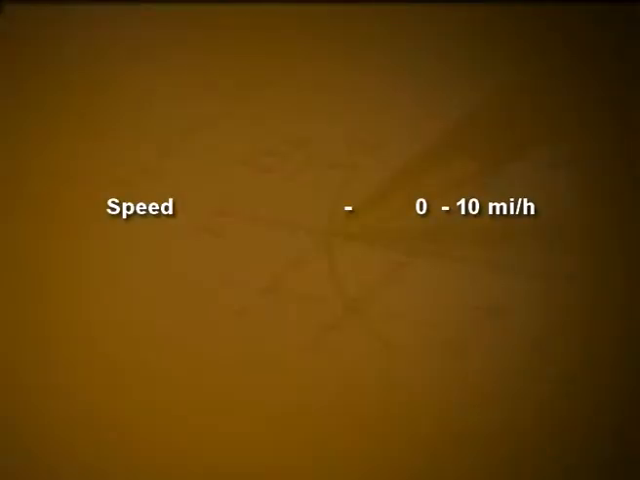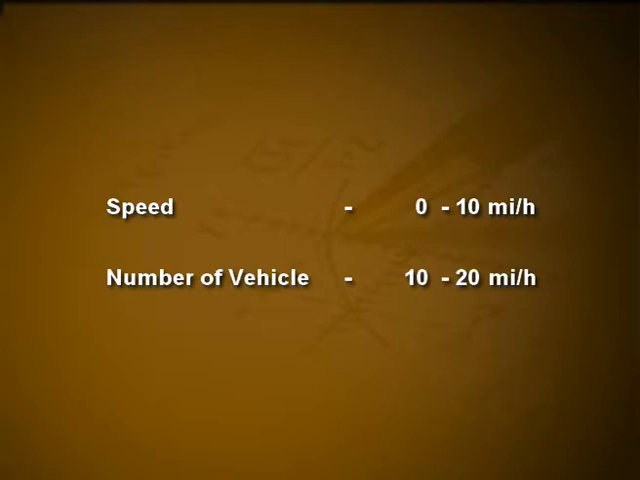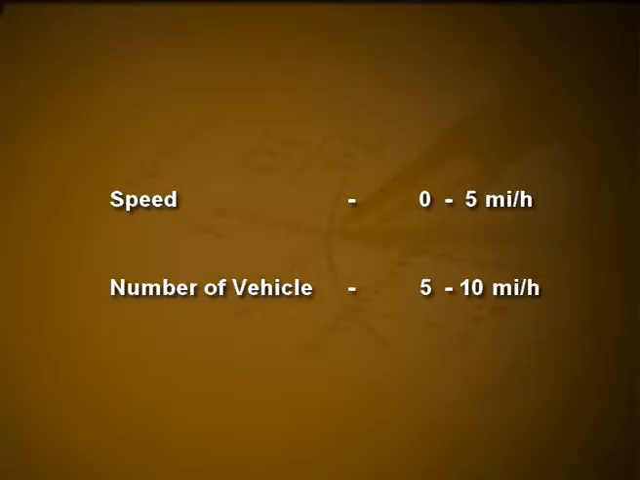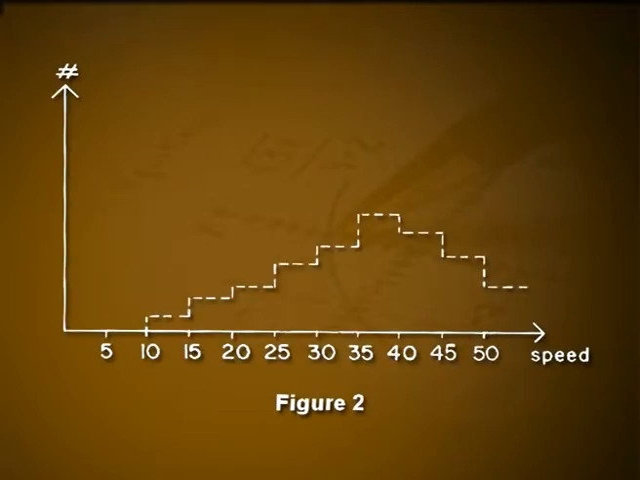Suppose we count the number of vehicles on the road with speeds between 0 and 10 miles per hour, the number between 10 and 20 miles per hour and so on. If we plot these data as a bar graph, we will have figure 1. Let us also take the data on the number of vehicles with speeds between 0 and 5 miles per hour, between 5 and 10 miles per hour and so on. These data are shown in figure 2.